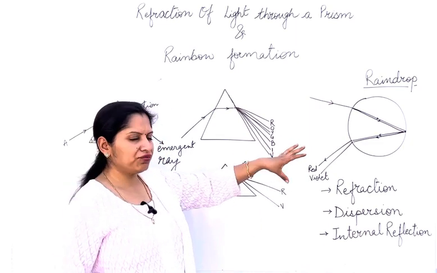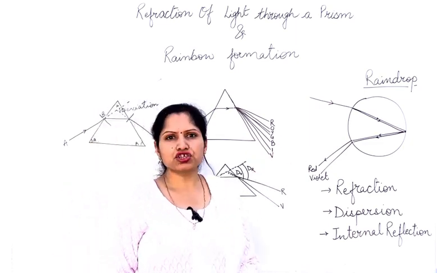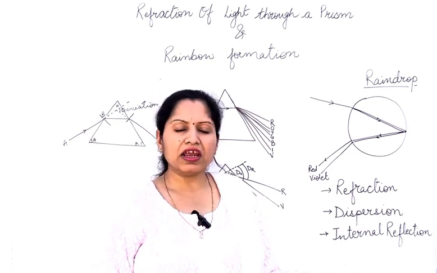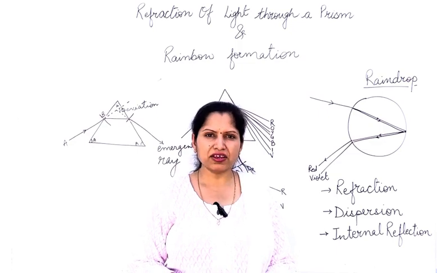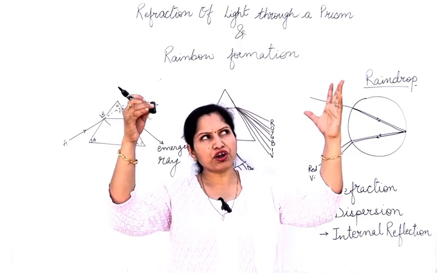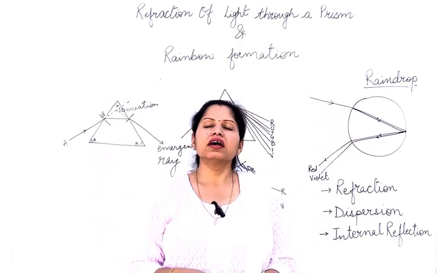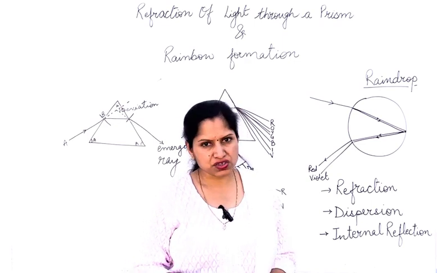Another very short, very important question is the formation of a rainbow. Rainbow formation occurs whenever it is raining or drizzling, and the water droplets are there in the environment, and there are sun rays also.